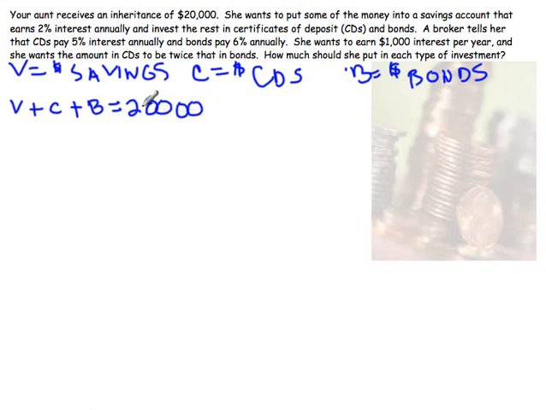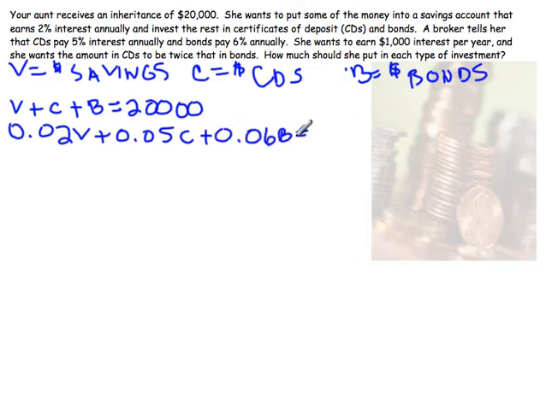Next, I know that there's a percentage rate that they earn annually, and that your aunt wants to earn $1,000 of interest per year. So I would take those percentage rates. The first one for savings is 0.02 because it's 2% interest in savings, plus 0.05 for 5% interest in CDs, plus 0.06 for 6% interest in bonds, and I want that to add up to be $1,000.